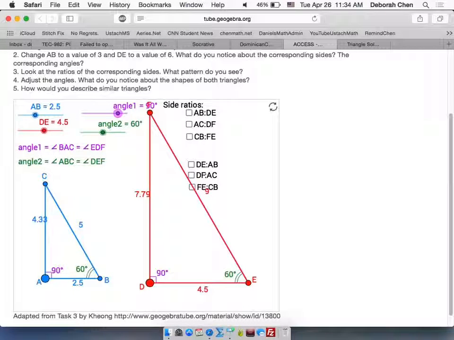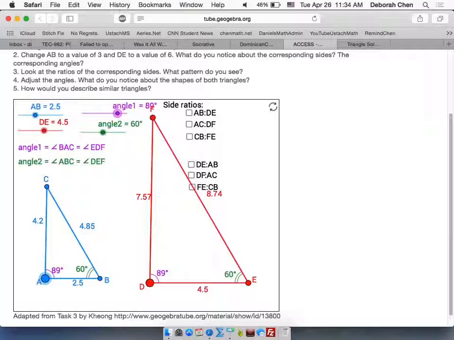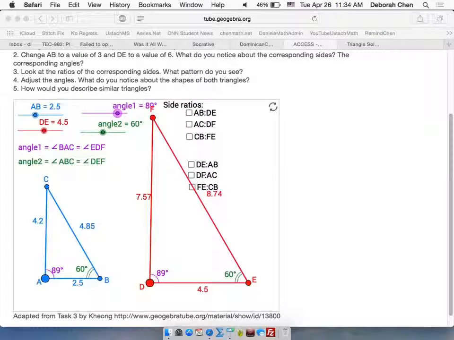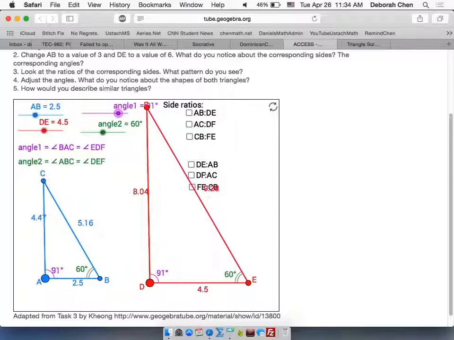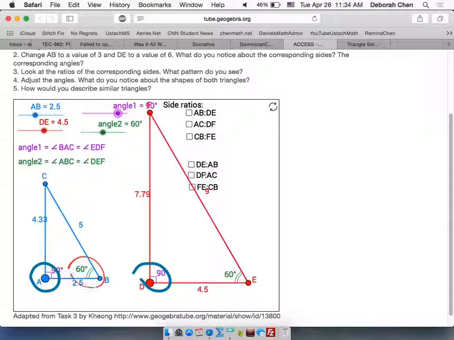Here is my 90 degrees, and here is my 60 degrees. So here's my, I just moved it. Here's my 90 degrees, and here's my 60 degrees. Is the blue and the red triangle exactly the same size and shape and everything? Yeah, the shape. Everything's the same? No, the blue one is clearly smaller, right? But they both follow the rules. They have a 90 degree angle and a 60 degree angle.